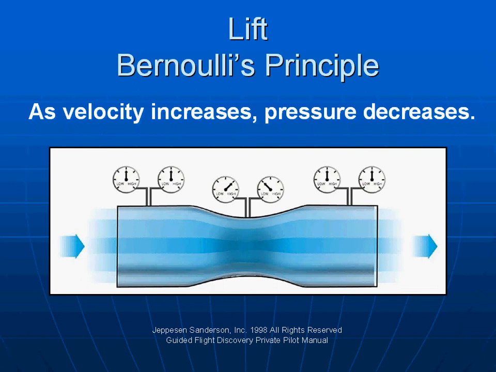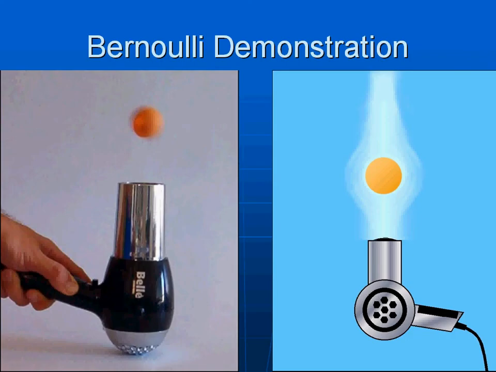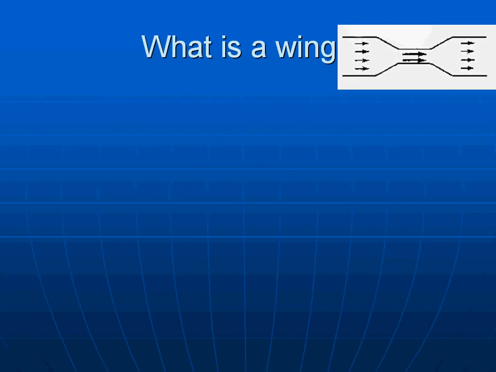You can see this in several examples every day, and we'll get into some of those here in a second. If you hold two sheets of paper together, shown here, and you blow between them, no matter how hard you blow, you cannot push them more than a little apart. This is simply due to Bernoulli's principle. The faster moving air on the inside creates an area of lower pressure, and the higher atmospheric pressure pushes them together. Same thing with the ball here. The atmospheric pressure is higher than the lower pressure of the air flowing around the ball, therefore creating what we call lift.